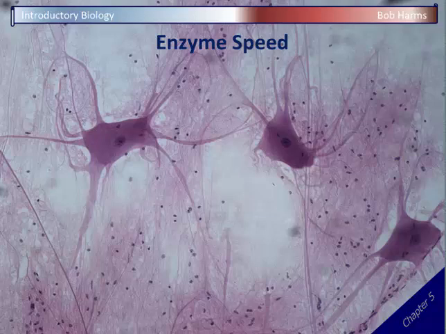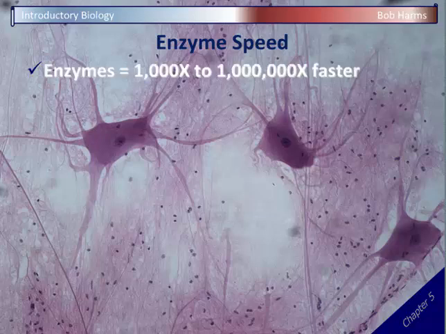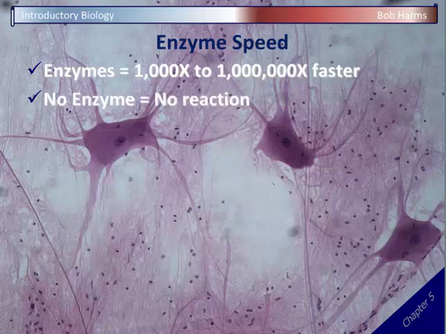If we think about speed, how fast do enzymes work? They go from anywhere from 1,000 times to 1,000,000 times faster than the reaction would occur by itself with no enzyme. So again, they're substantially speeding up all these chemical reactions. And while technically a reaction occurs whether there's an enzyme or not, the reaction with no enzyme occurs so slowly we can hardly even measure it.